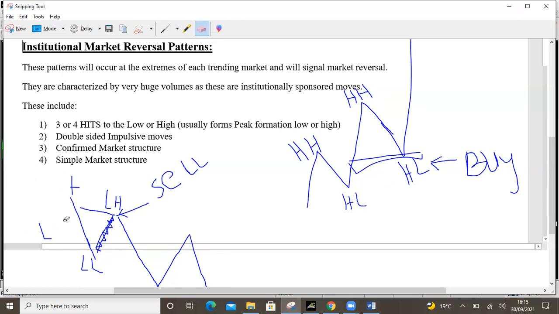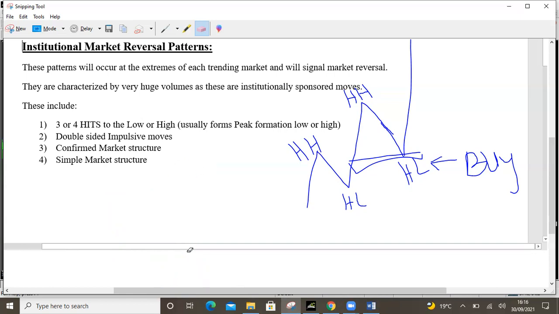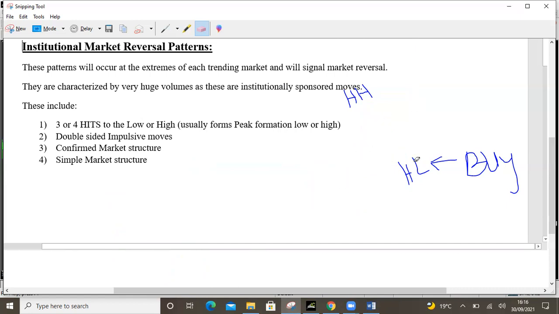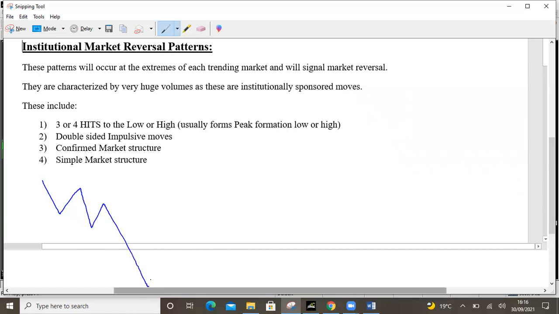Now let's move on to the simple market structure. I hope that point is clear, where I've just said that the market structure is confirmed by either having two higher highs or two lower lows. Now, the simple market structure will work like this. If you're on a selling cycle, you get lower lows, and then you get the break of market structure. So this is called simple market structure.